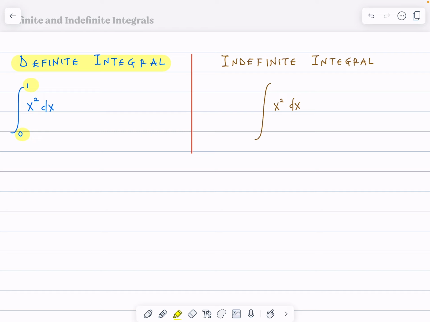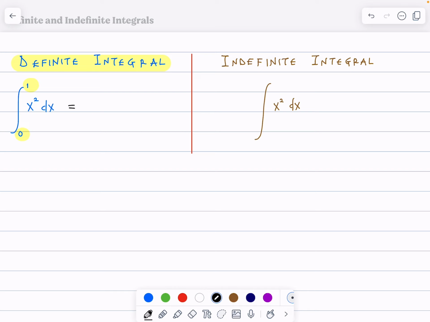But for an indefinite integral, it does not have those limits. You see, at this point there is nothing here and there is nothing up here. There's nothing there. So that's basically the difference. And another difference is when you evaluate a definite integral, right? For example, let's evaluate this.